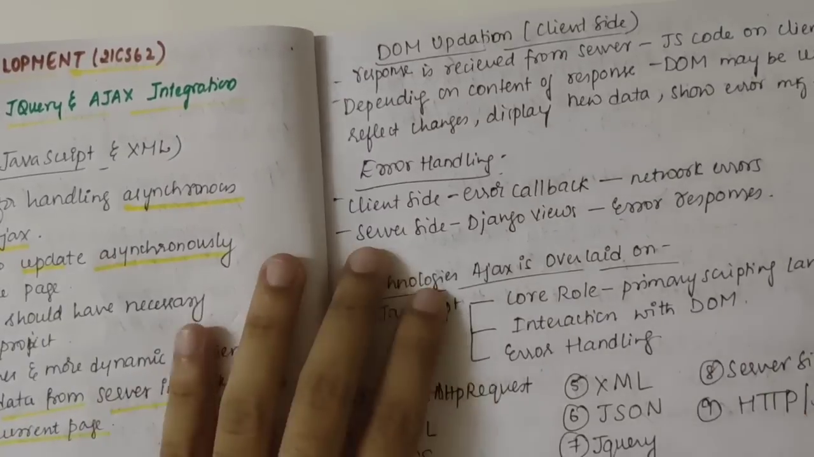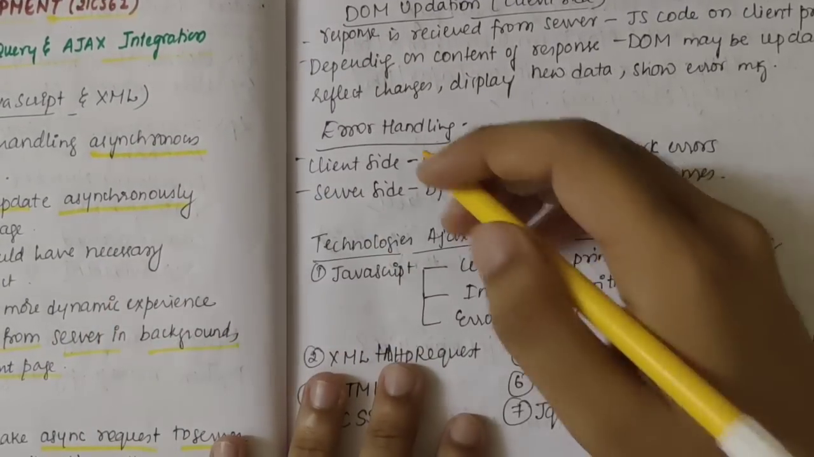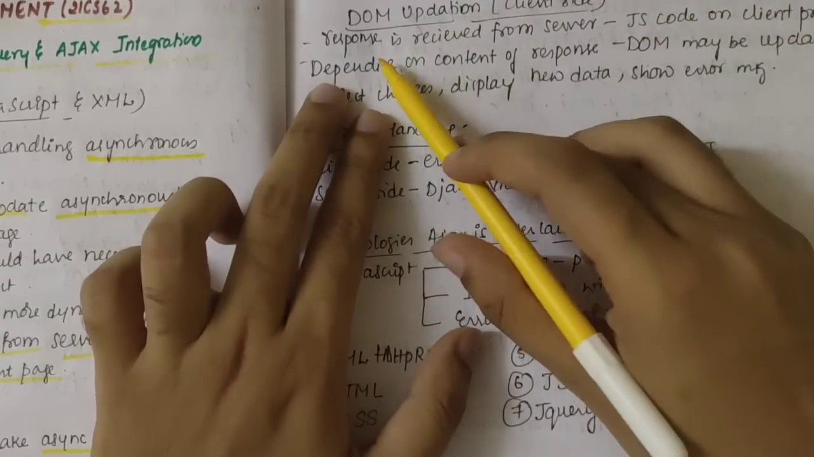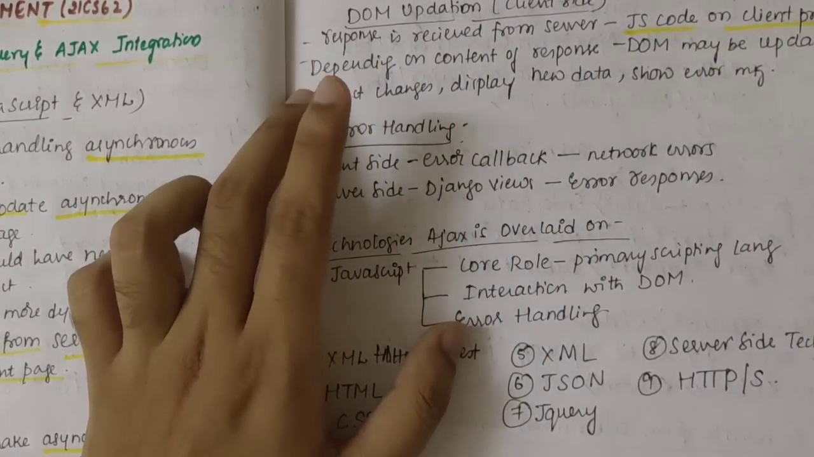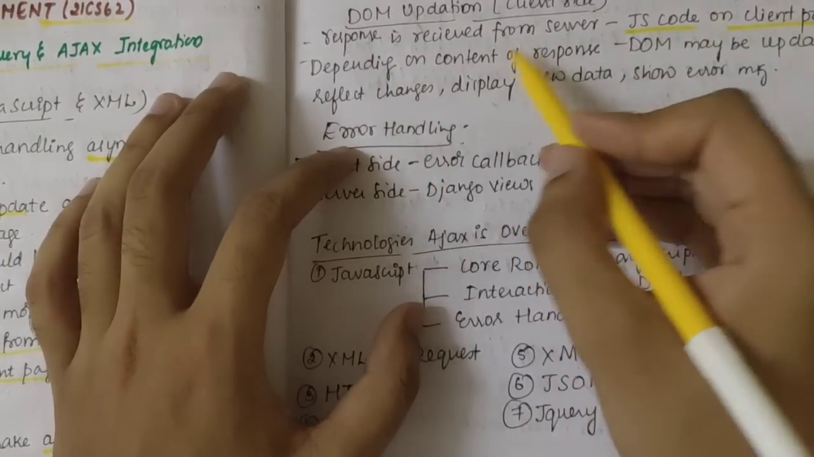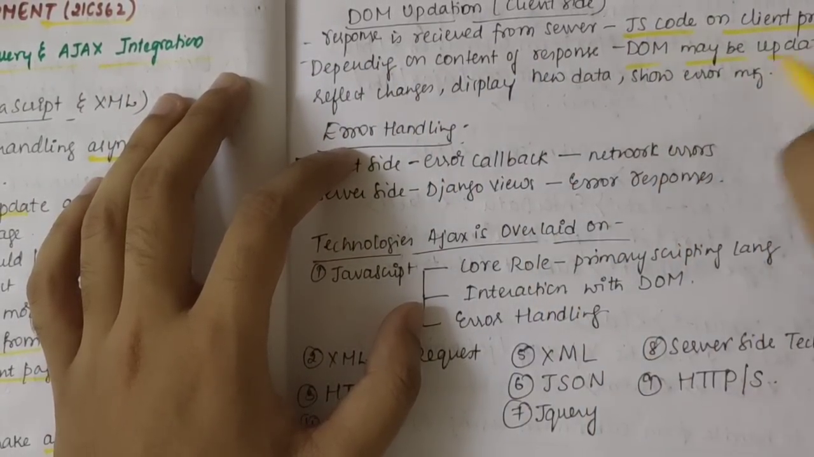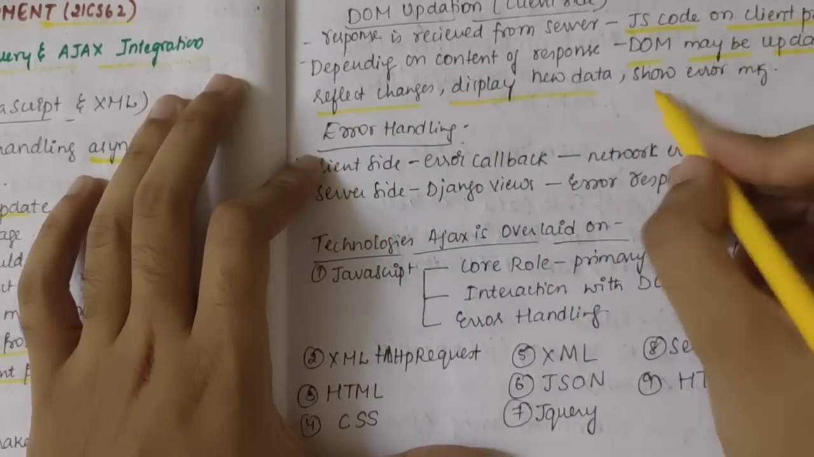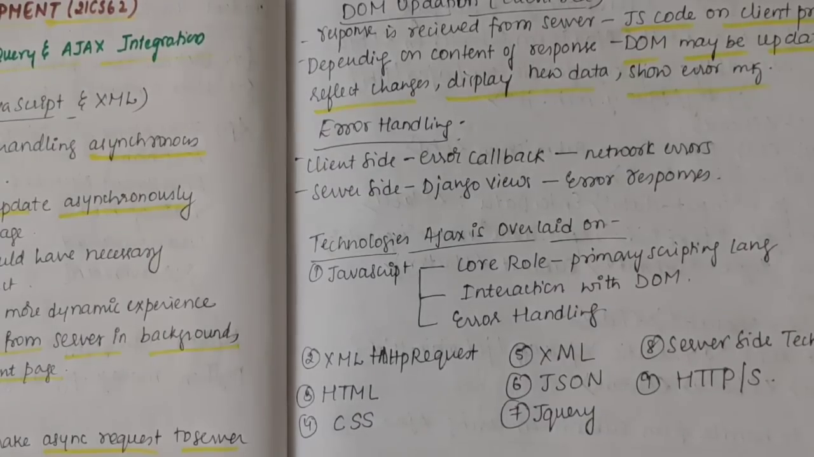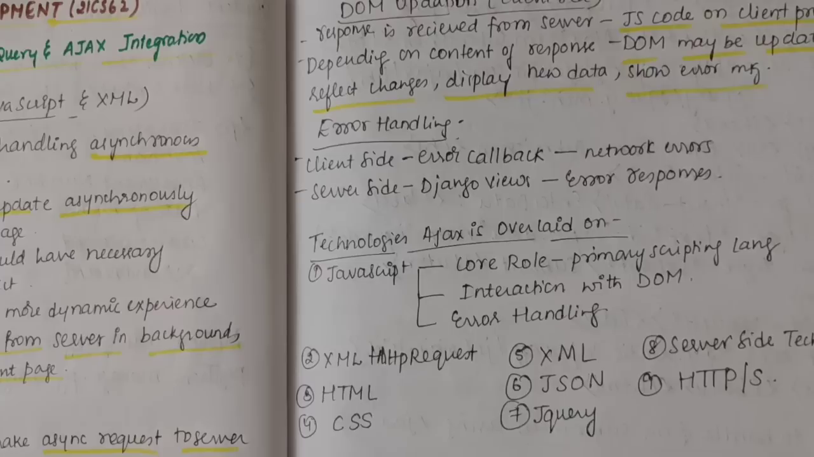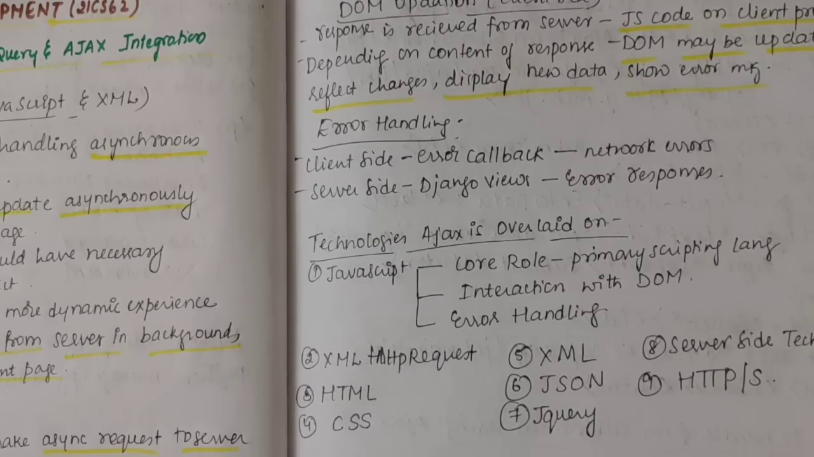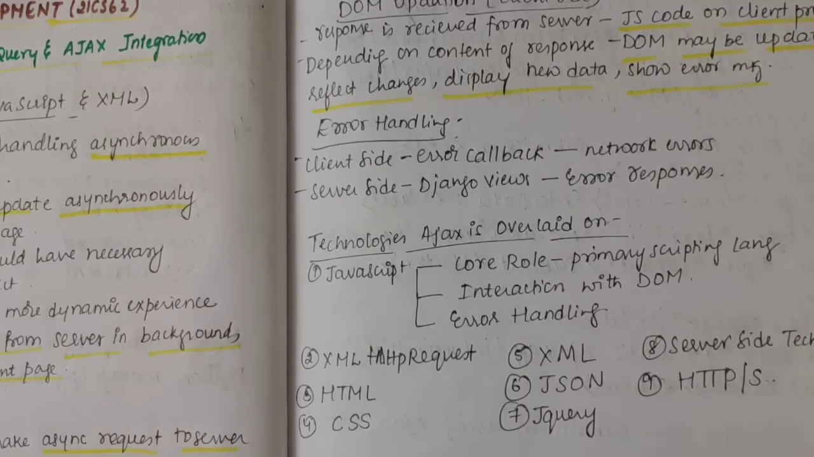Next we have DOM updation. On the client side, we have the DOM topic, that is document object model. The response is received from the server, and the JS code on the client processes it further. Depending on the content of the response, the DOM may be updated to reflect the changes, display new data, or show an error message. The role of the DOM is to act as an interface, allowing scripts to update the data and structure in real time. It enables live content changes, so without reloading the content, we can update the value. That is taken care of by the document object model.